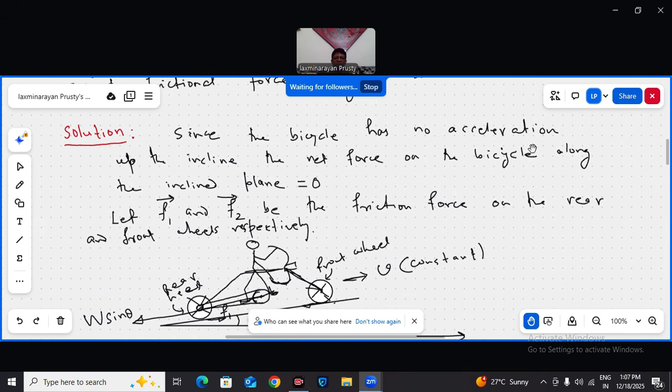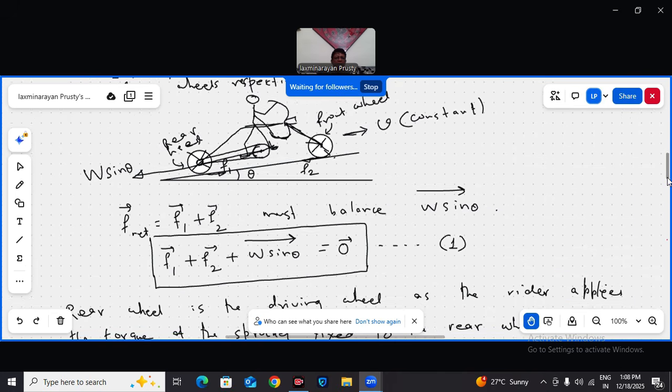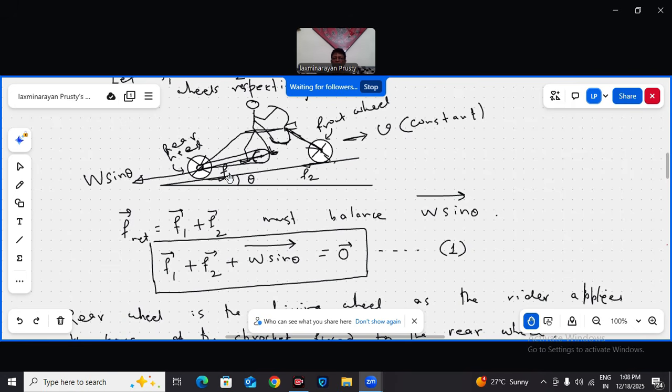Since the bicycle has no acceleration because it's moving up the inclined plane with uniform velocity, the net force on the bicycle along the inclined plane is zero, obviously. If there is no net force, there is no acceleration. Let F1 and F2 be the friction force on the rear and front wheel respectively. Just see the diagram which I am drawing here. This is F1, this is F2. I'm showing because it's going up the incline.